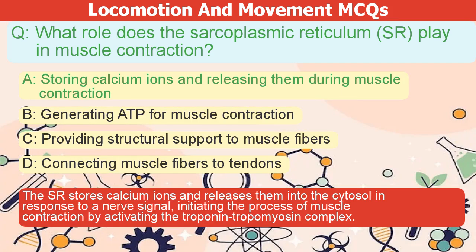The correct answer is A. The SR stores calcium ions and releases them into the cytosol in response to a nerve signal, initiating the process of muscle contraction by activating the troponin-tropomyosin complex.